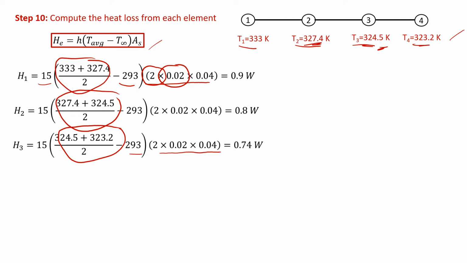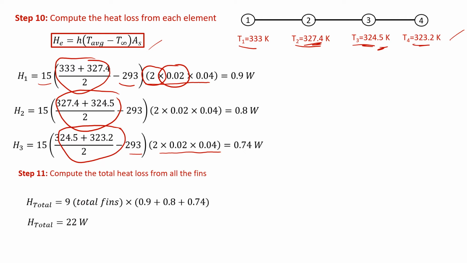So once we have determined the heat loss from each element, then we can compute the total heat loss from all elements. First, we just need to obtain the total heat loss for one fin, and then we just need to multiply by the number of fins used in the system, which is 9. And then we will obtain the total heat loss for this system.